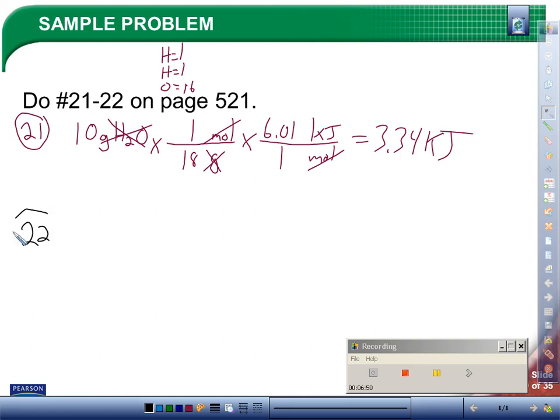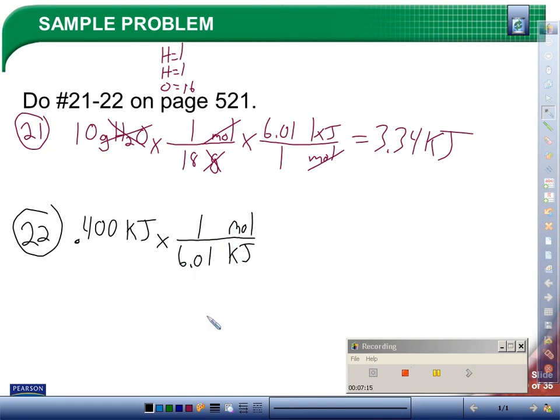Alright, 22. I'm given kilojoules. And the question is asking me how many grams can I melt with that. So again, I'm going to match my units. Whatever I start with goes on the bottom. I'm given the ratio of kilojoules to moles. That's at the top of page 521. And it tells me there that 1 mole is 6.01 kilojoules. That's given to me. Alright, cross off my like units.